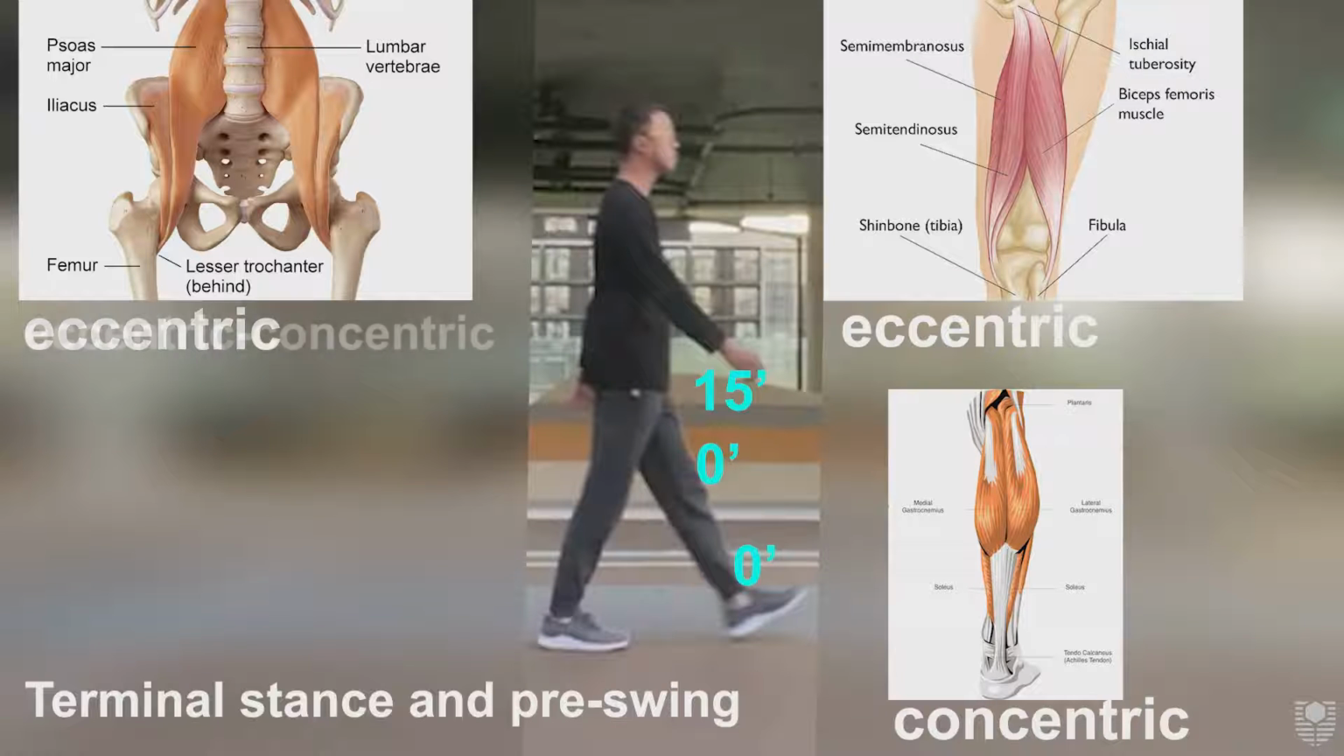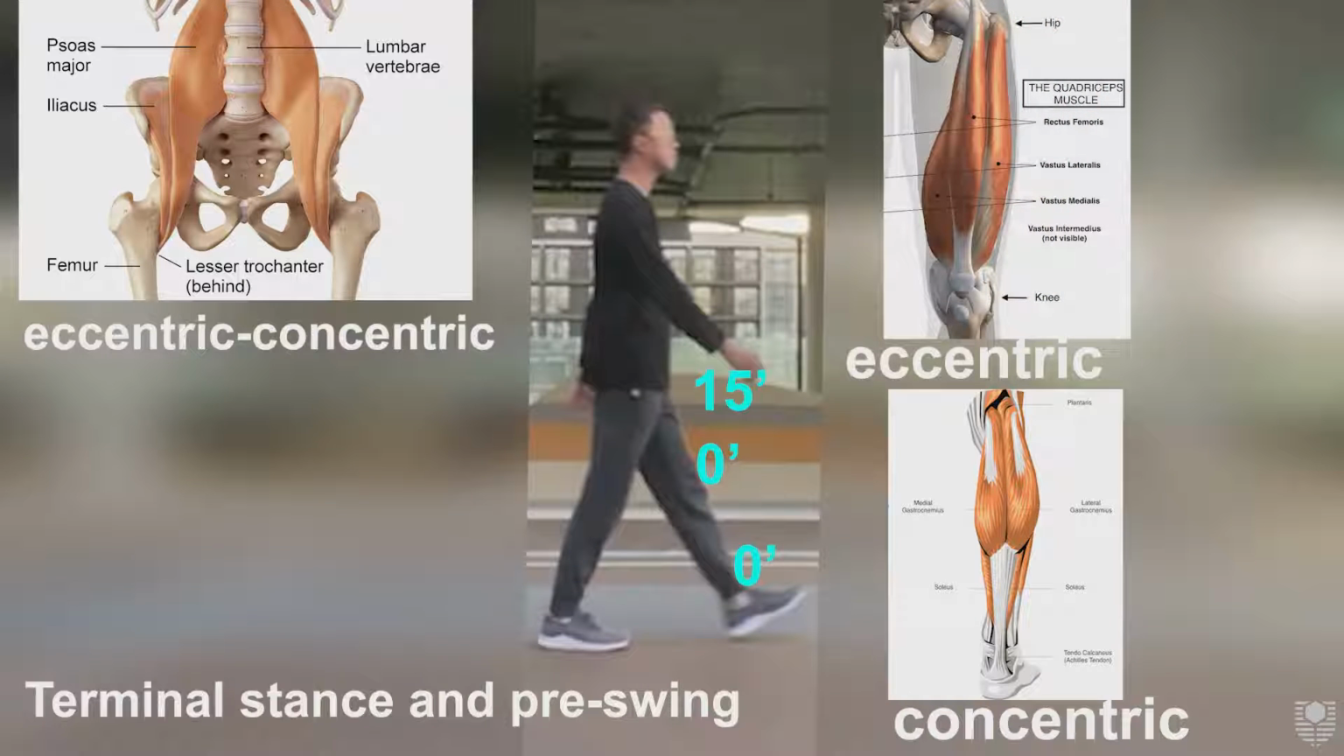In pre-swing, hip flexors decelerate the thigh by concentric contractions, initiating hip flexion during heel off, while the knee flexes approximately 30 degrees to clear the ground, controlled by eccentric contractions of the knee extensors.